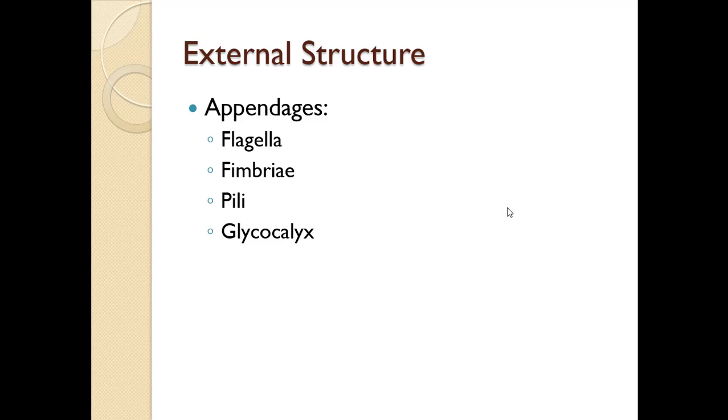Okay, so some of the external structures of a prokaryotic cell. These are the significant ones, and just excuse my shuffling paper here. Flagella, fimbriae, pili, and glycocalyx, and we'll go into these one at a time in more detail.